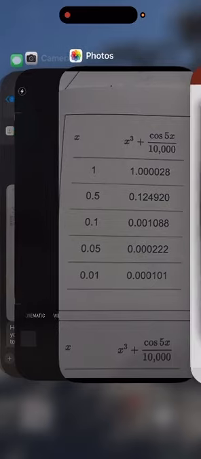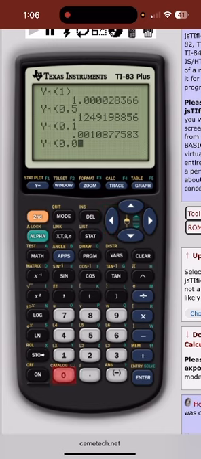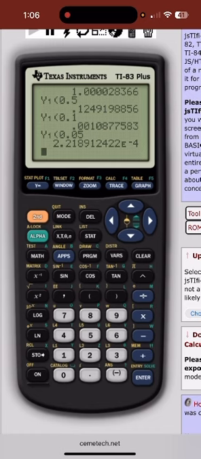And then the next one is 0.05. I'm going to hit second enter, 0.05. So what we're doing again is evaluating our function when x is 0.05. Okay, and then I'm going to hit enter. So that e to the negative 4 that you see at the end means times 10 to the power of negative 4. So basically what we do is move the decimal to the left by four spaces.